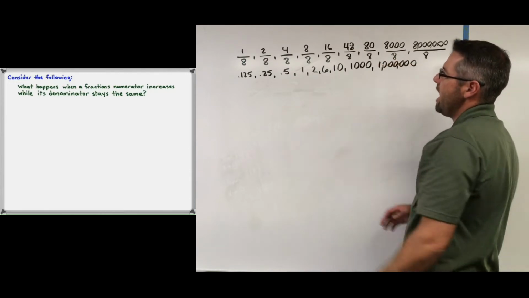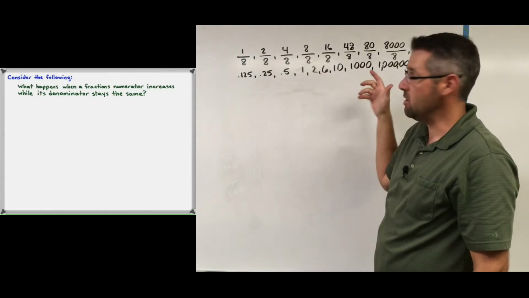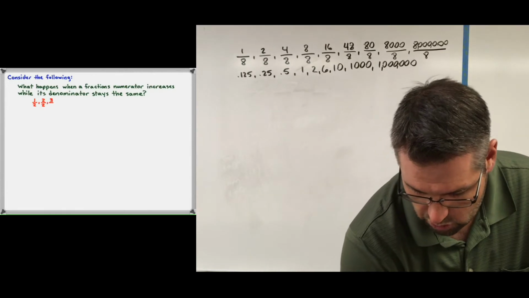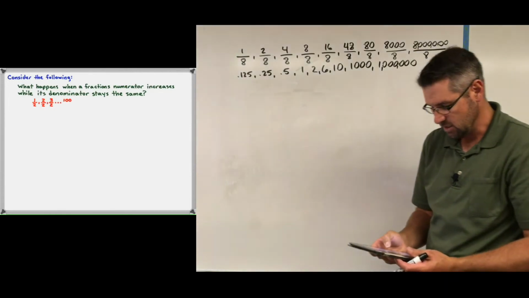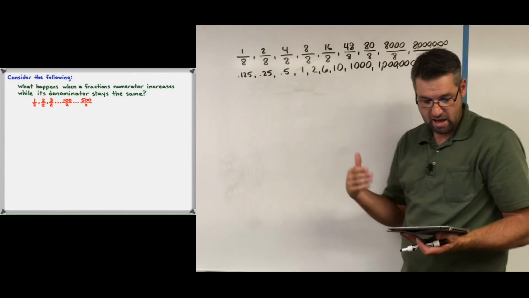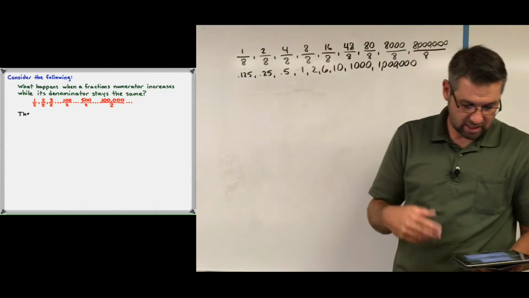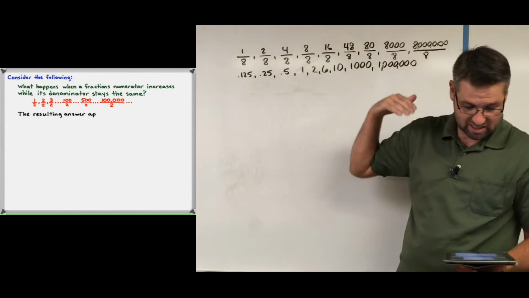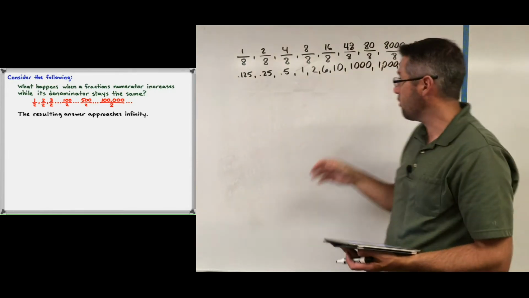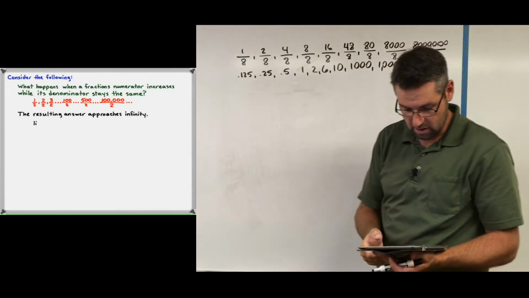So we can see as the numerator gets smaller and smaller and smaller, but the denominator stays the same, the overall answer is getting bigger and bigger and bigger. I use 2 as my denominator in this example. As the numerator gets bigger, we got 0.5, 1, 1.5, 50, 250, in this case 50,000. The answer gets bigger and bigger, so the resulting answer approaches infinity. If I keep adding zeros, I'm approaching infinity. Okay?